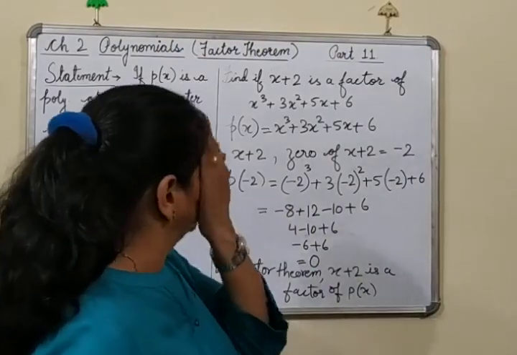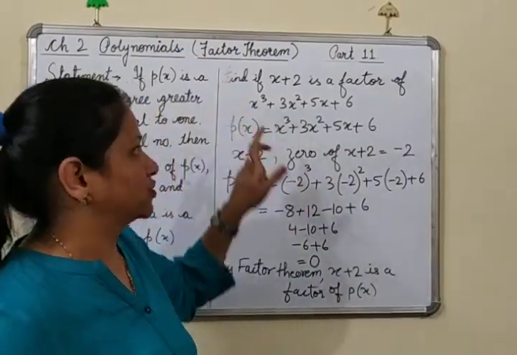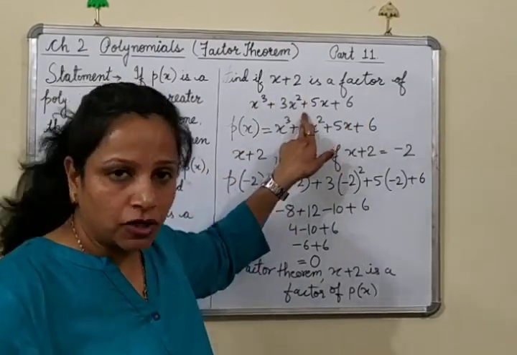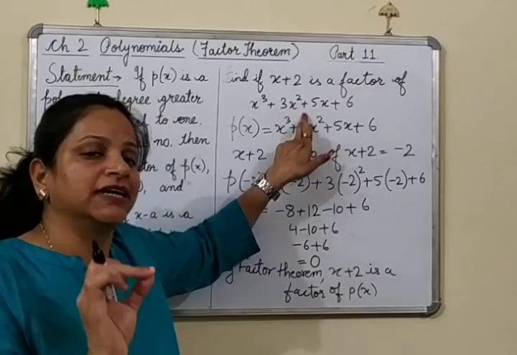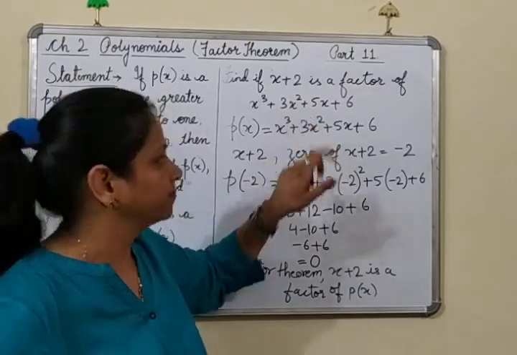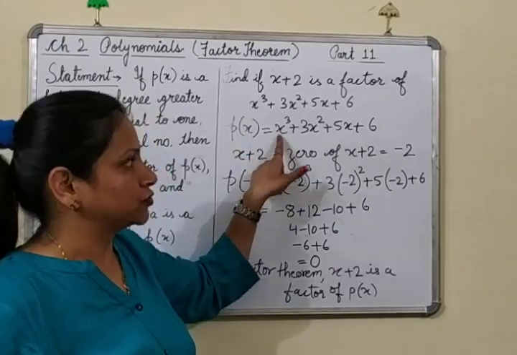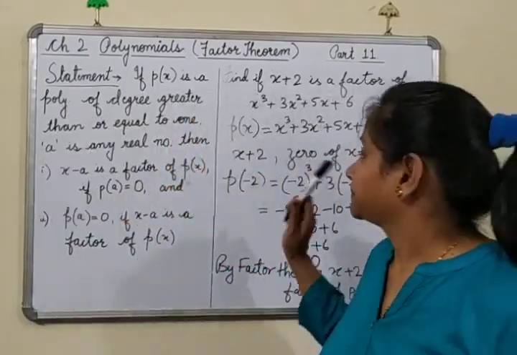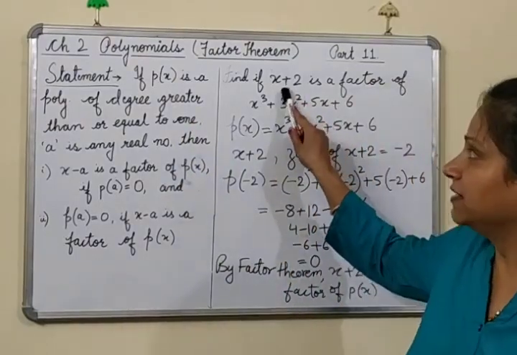Once again I am telling you, we had the question: find if x plus 2 is a factor of this given polynomial or not. First of all, we consider the given polynomial as p(x). We will be doing this for all the questions. Now, p(x) is equal to the polynomial that we are given. Then, we had the divisor x plus 2.